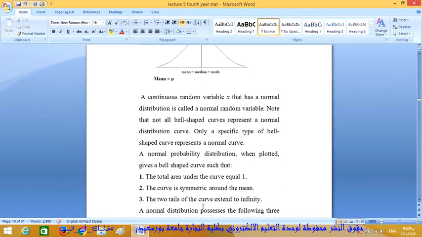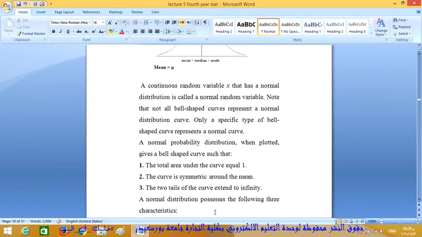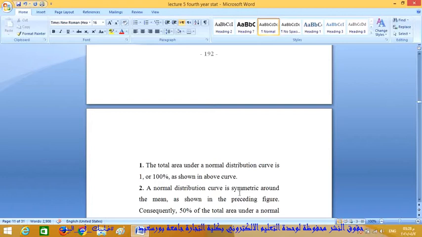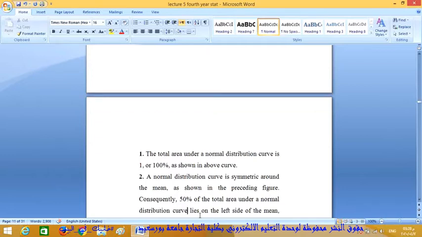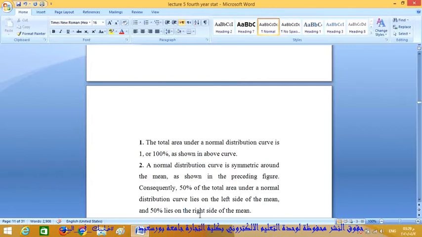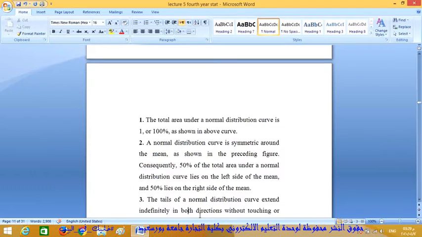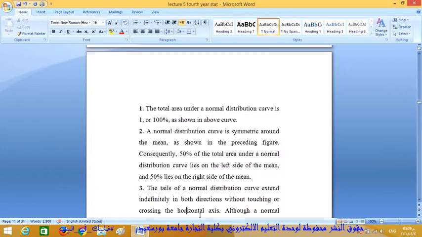Okay, a normal distribution possesses the following three characteristics. The total area under the normal distribution equals 1. A normal distribution curve is symmetric around the mean, as shown in the preceding figure. Consequently, 50% of the total area under the normal distribution curve lies on the left side of the mean, and also 50% lies on the right side of the mean. The tails of the normal distribution curve extend indefinitely in both directions without touching or crossing the horizontal axis, I mean the x-axis.